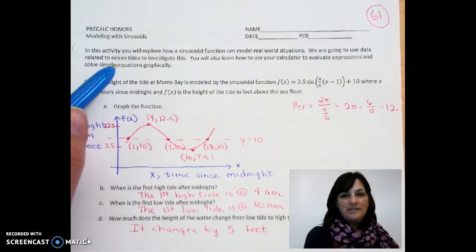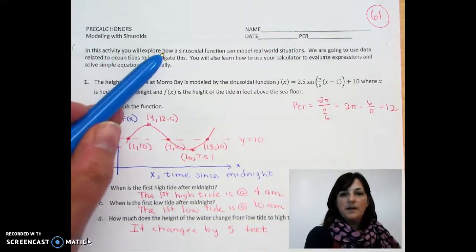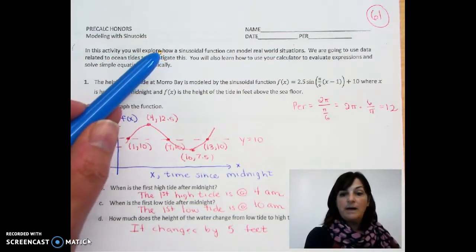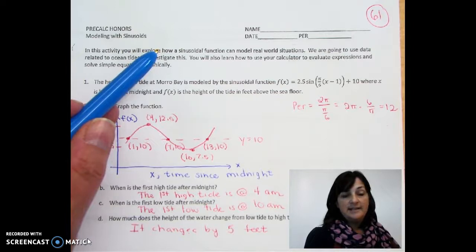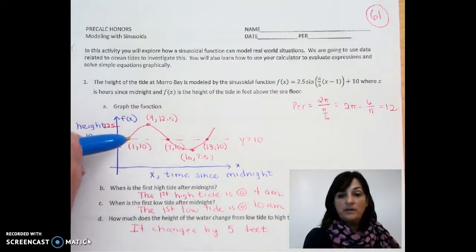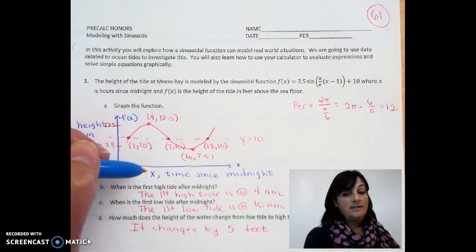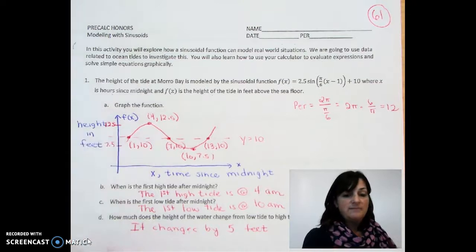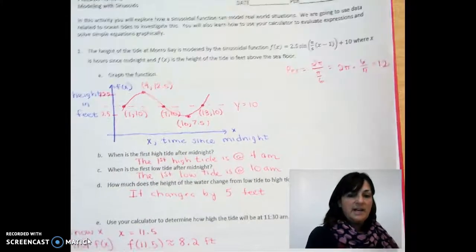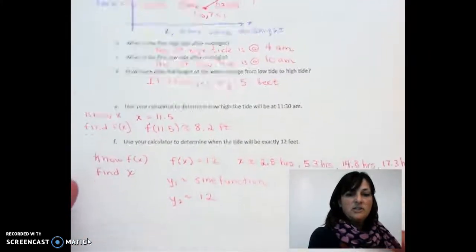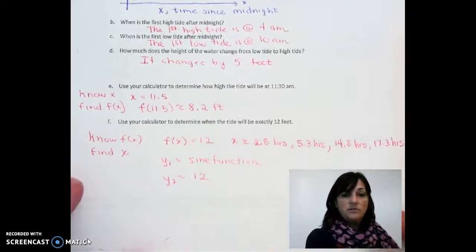All right, let's recap what we did on this short activity. We saw how a sinusoidal function could be used to model a real-world situation like tides. We constructed a very rough sketch of this and paid careful attention to making sure that we labeled our axes with the real-world quantities that were represented by this function. And then the big thing that we did that was kind of new is we actually used our calculator to do two things.